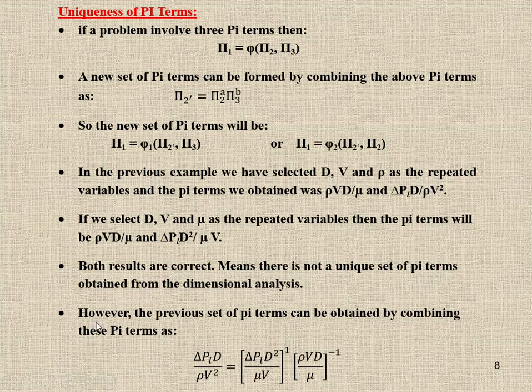However, the previous set of pi terms can be obtained by combining the pi terms, as you see. If you multiply this with this, you will get this value. If you multiply this and this with a combination, you got the value of a and b. With a combination, you got this value. Here you can see, if you solve them, you will get this value.